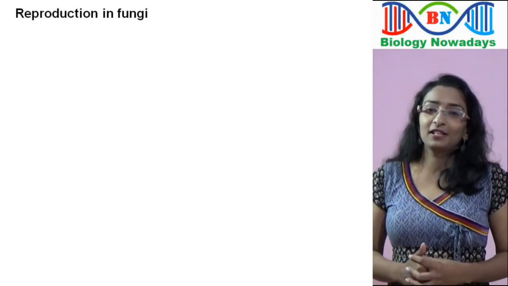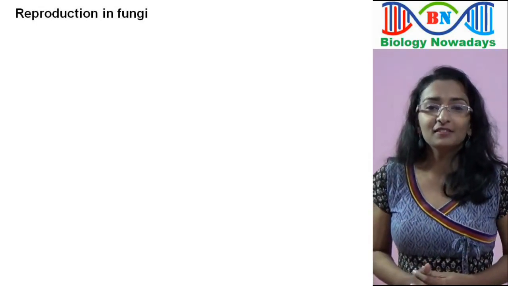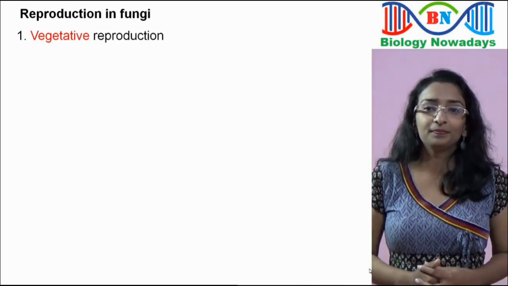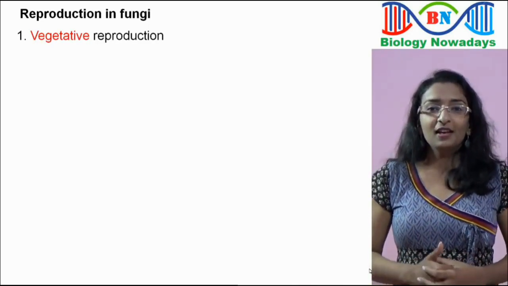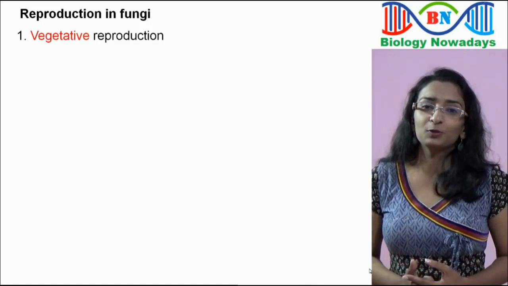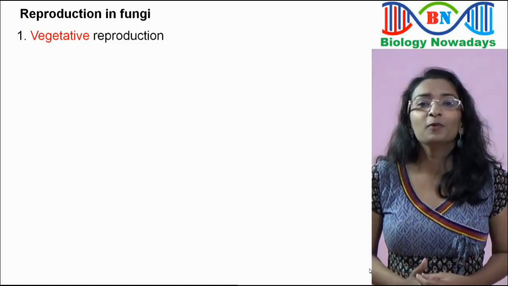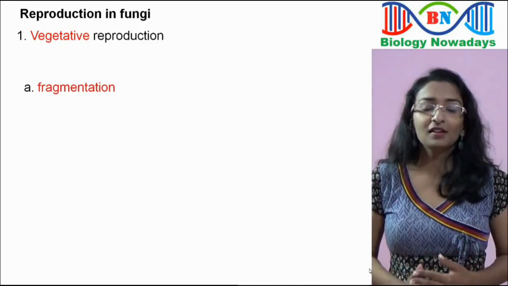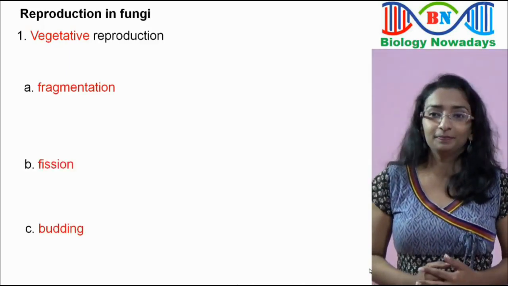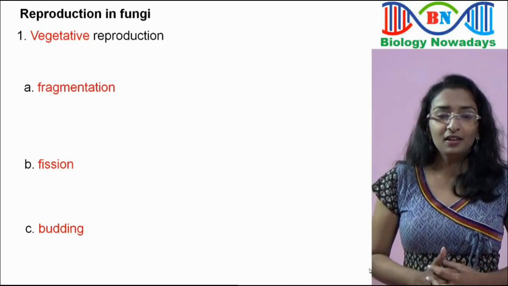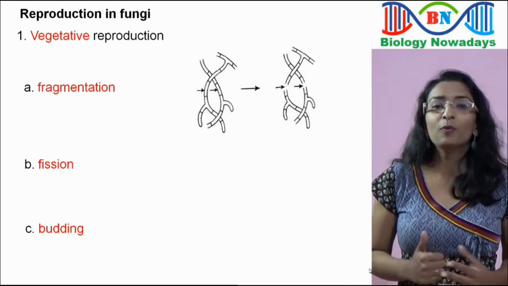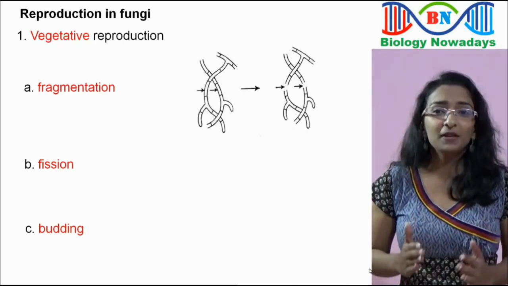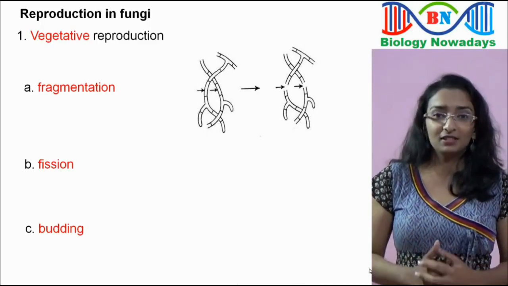Reproduction in fungi. The first method is vegetative reproduction. In vegetative reproduction, a part of the fungus will give rise to another fungus. Vegetative reproduction in fungi takes place by fragmentation, fission and budding. In fragmentation, the hyphae breaks up into small fragments and each piece will grow into an individual fungus.